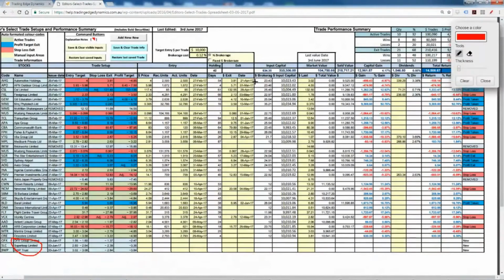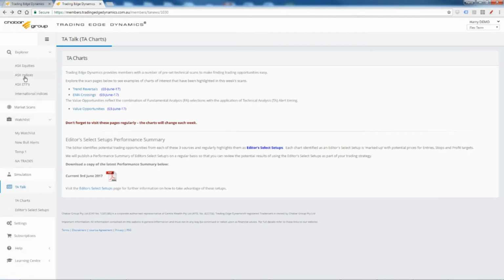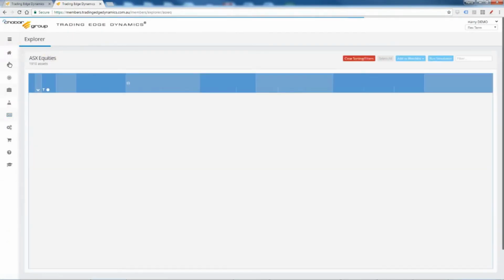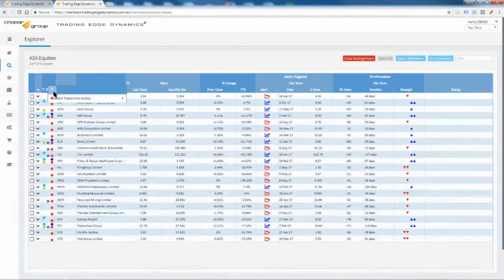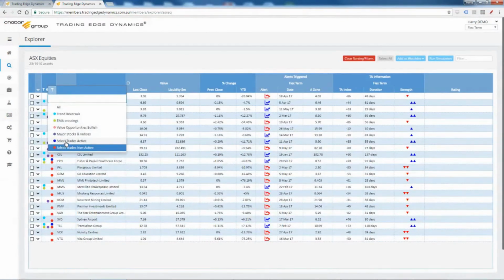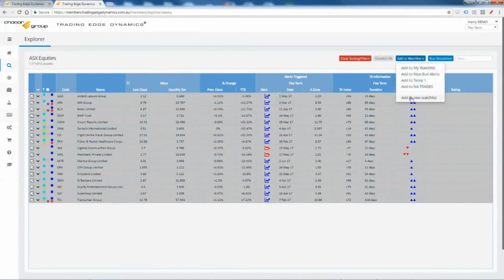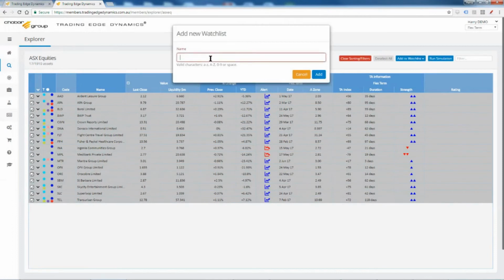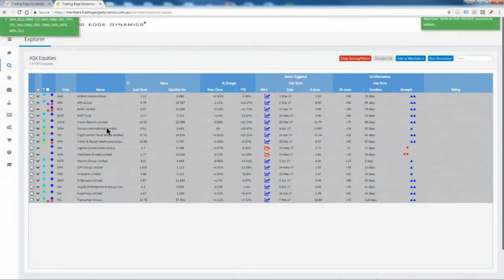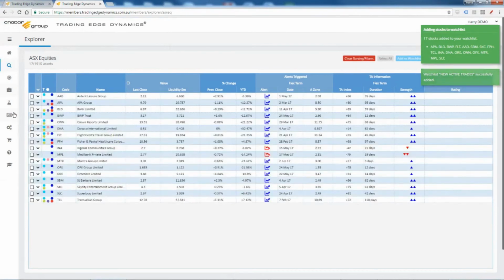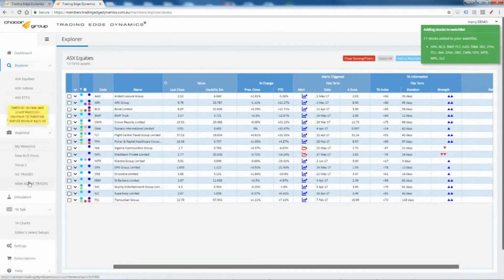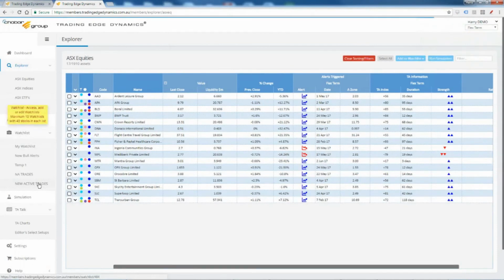Okay, so let me take you to the charts. We're going to go to the Explorer, and we're going to change the category here. We're going to select trades active, and we're going to say select and add to watch list. And we're going to say new active trades. So we've got a new category to look at. I prefer watching the stocks from the watch list, rather than from the Explorer.